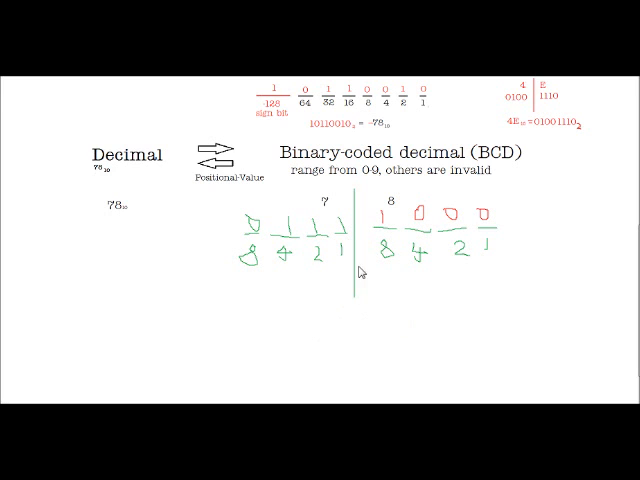So the binary coded decimal equivalent of 78 base 10 is equal to 0111 1000 BCD.